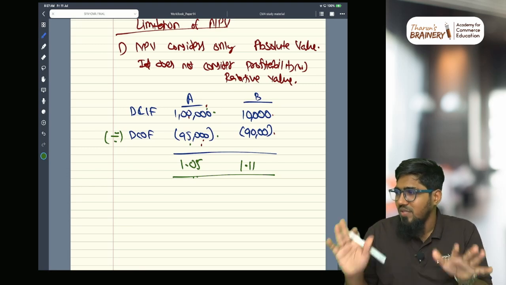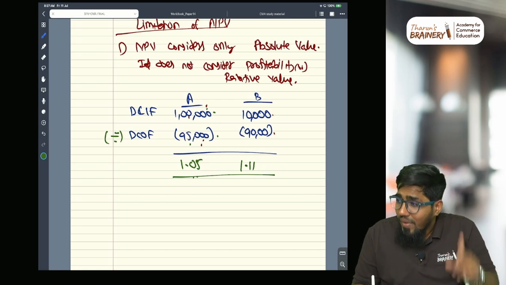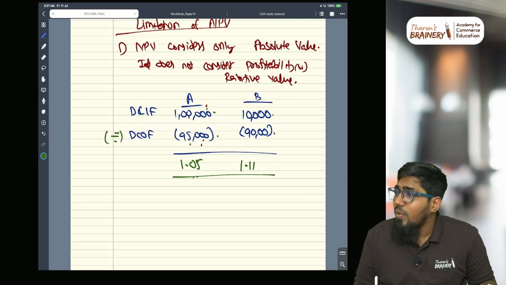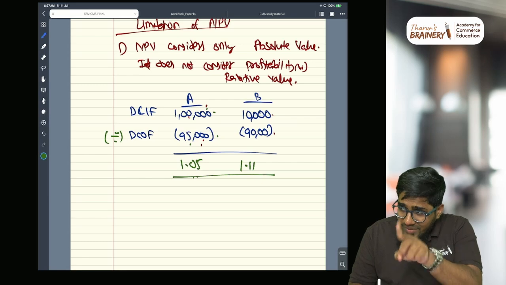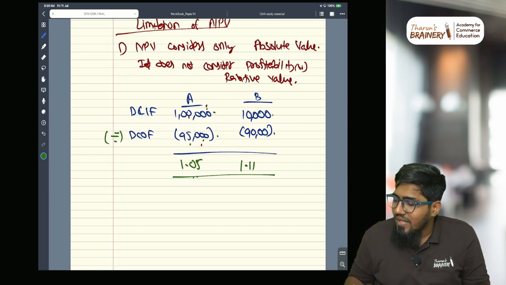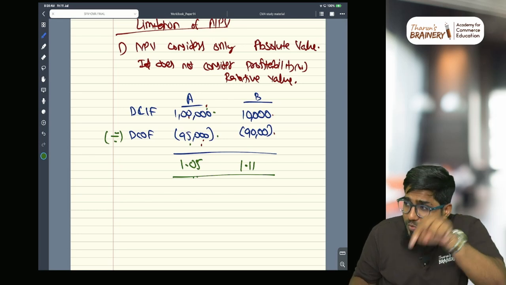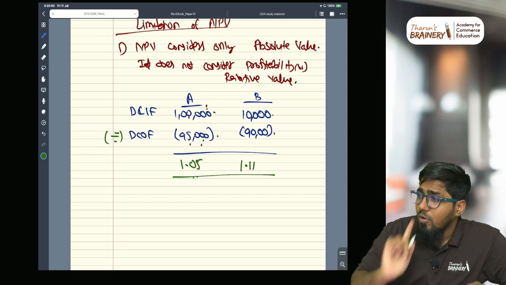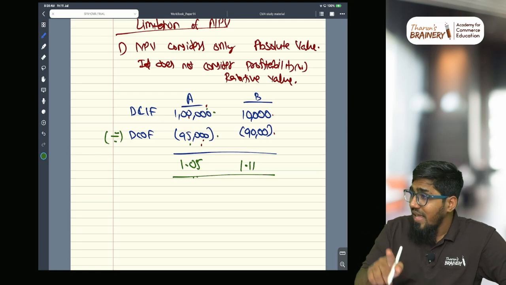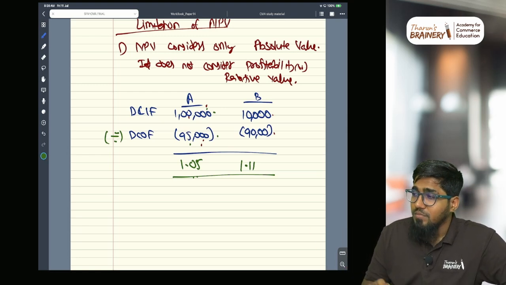Sir, in project B, if I'm investing 1 rupee, I'm getting 1.11 rupees. If I invest 9,000 rupees, how much will I get? I will get 10,000 rupees. Understanding? Sir, which project is better now, Project A or Project B? Please answer. Project B is better. Understanding?